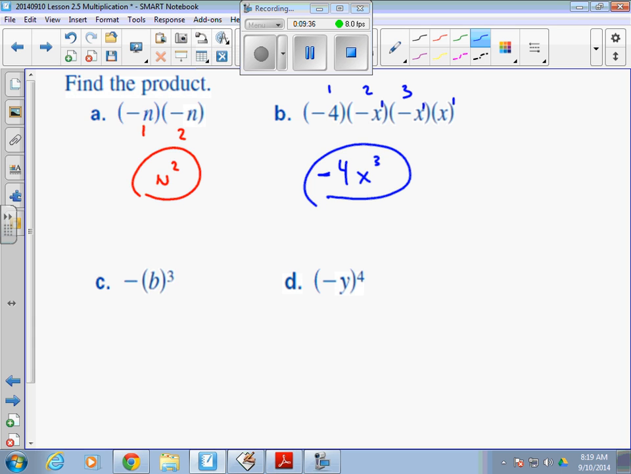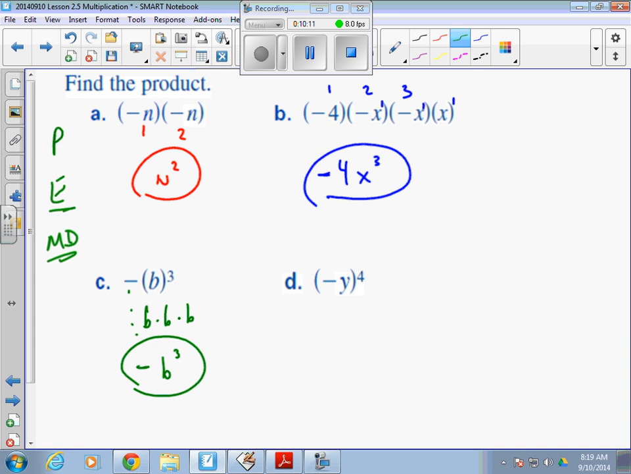But see, it says negative b to the third. Now the difference, this is the kind of problem that messes with a lot of people, letter C, because only b is being raised to the third power. So this is the same thing as negative. Remember, your order of operations tells you to do exponents before multiplication and division. So before you multiply that negative outside the parentheses times b, you need to do b times b times b. B times b times b is b to the third, and then the negative comes down in front of it. So negative b to the third.